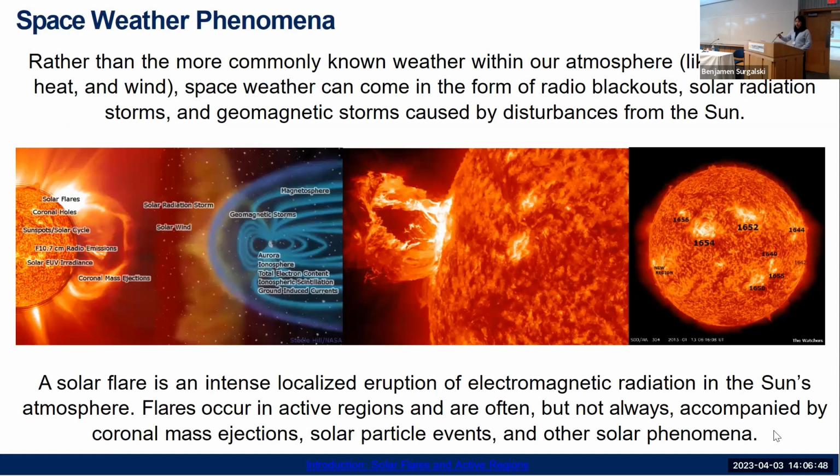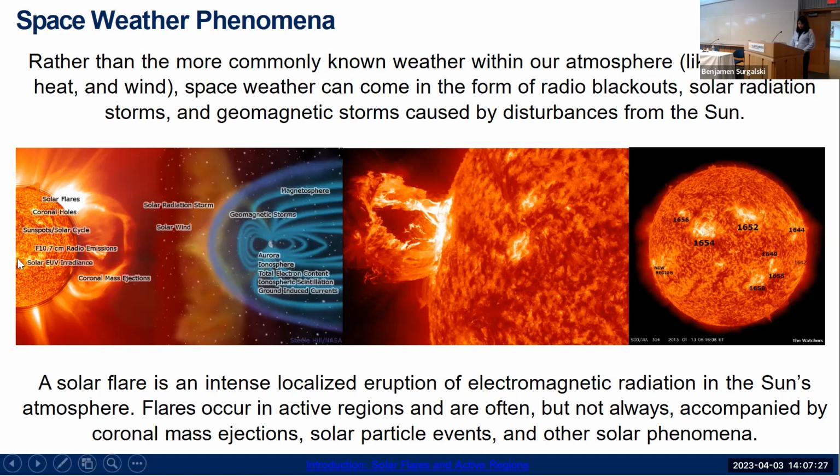So the kind of thing that we're interested in studying is called space weather. It is quite different from the commonly known weather, like rain or snow, or just like a really dark gray day. Space weather comes in the form of radio blackouts, solar radiation storms, or geomagnetic storms caused by disturbances from the sun. So the entire Earth system that we're living in is subject to the impact from the sun. So on this left-hand side, I'm showing a figure of all of the potential space weather events that have been shown to be impacting the Earth.